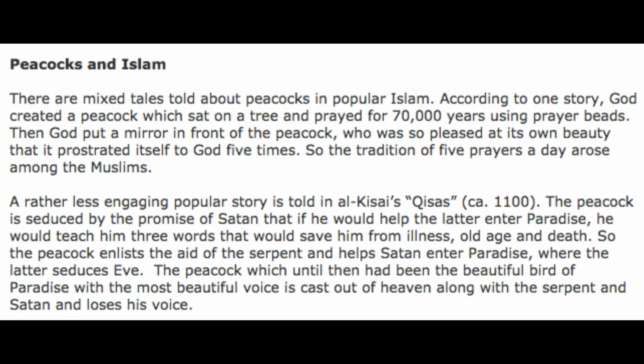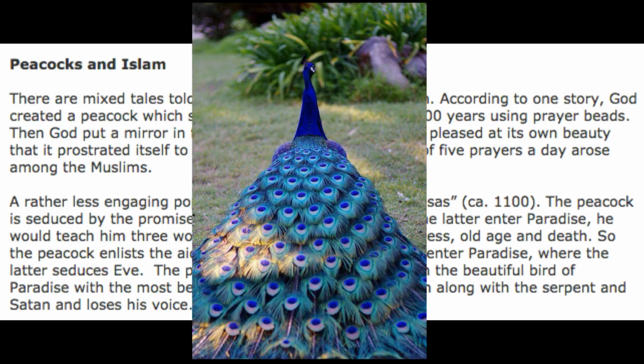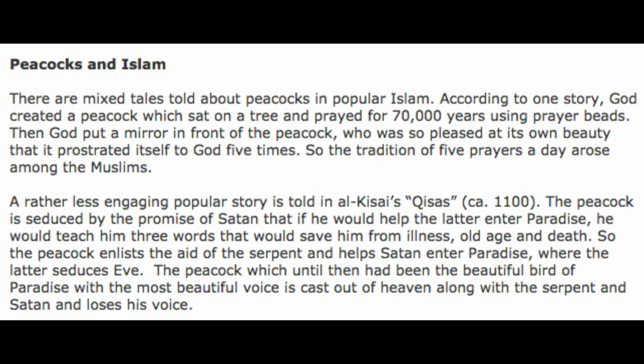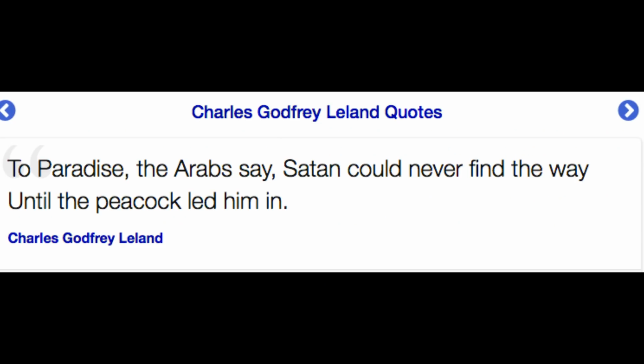The peacock, which until then had been the beautiful bird of paradise with the most beautiful voice, is cast out of heaven along with the serpent and Satan and loses his voice. So it's like separating the serpent and Satan here, right? You see this? Alright, so let's continue. So according to Charles Godfrey Leland, it says, to paradise, the Arabs say, Satan could never find a way until the peacock let him in.